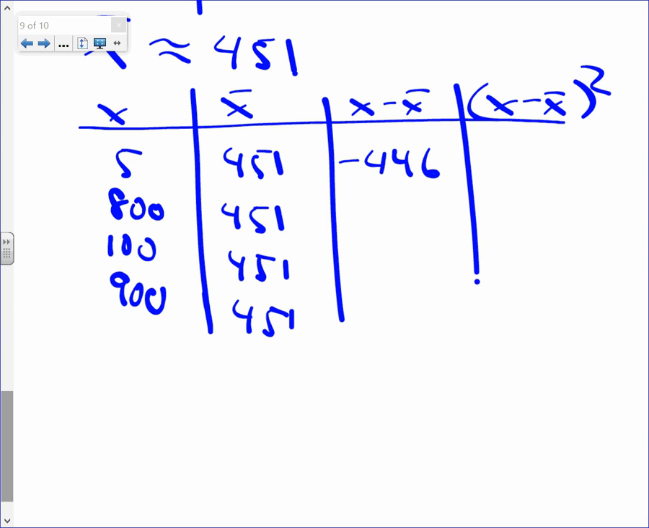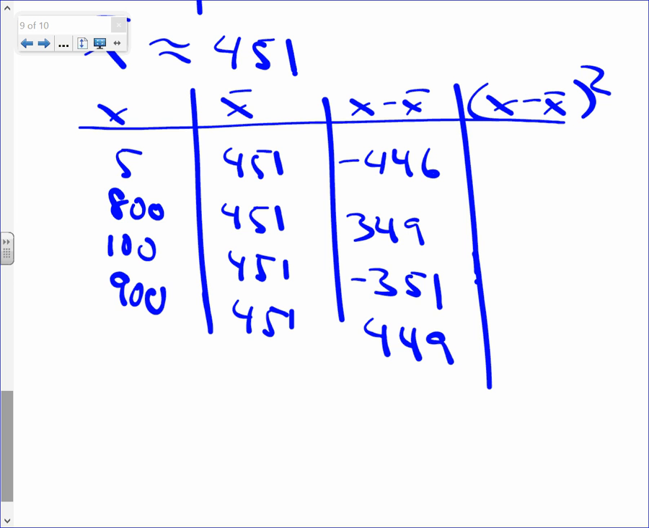Cool. 800 minus 451. 349. Cool. 100 minus 451. Negative 351. Gracias. No big deal. 900 minus 451. 449. Yeah. I'm so bad at mental math.